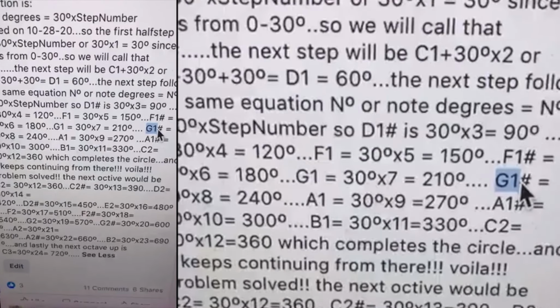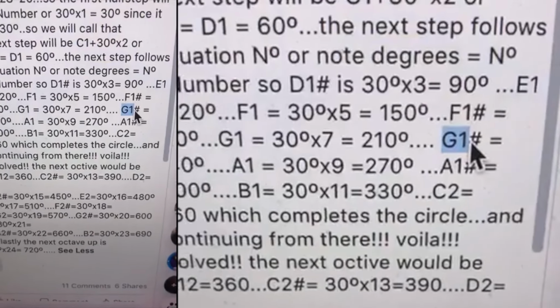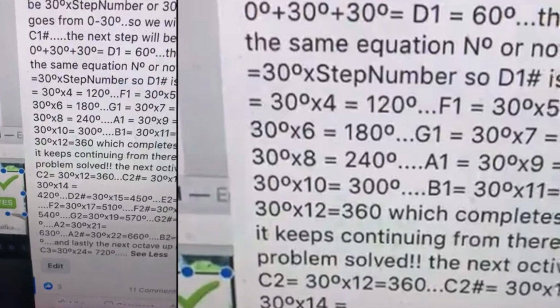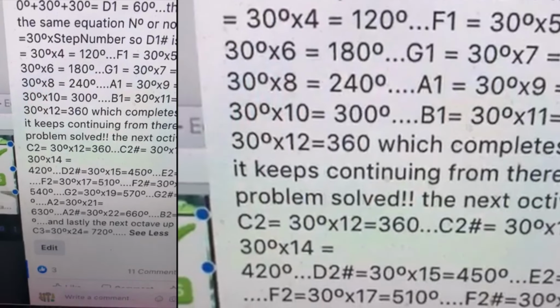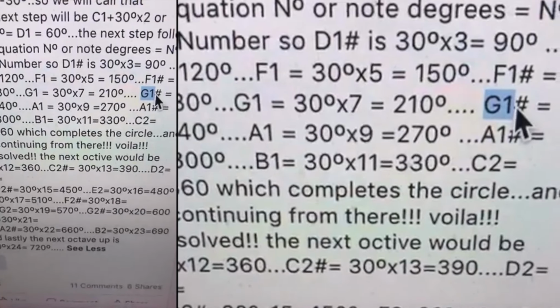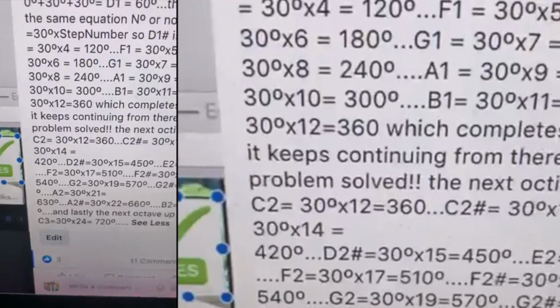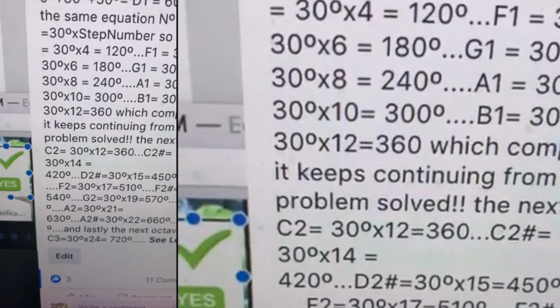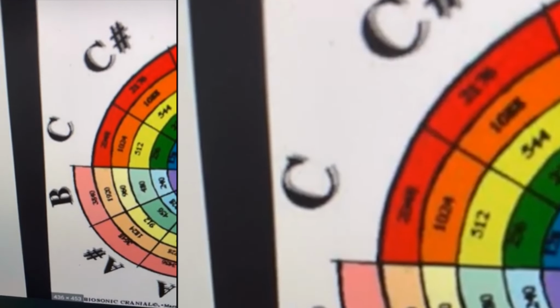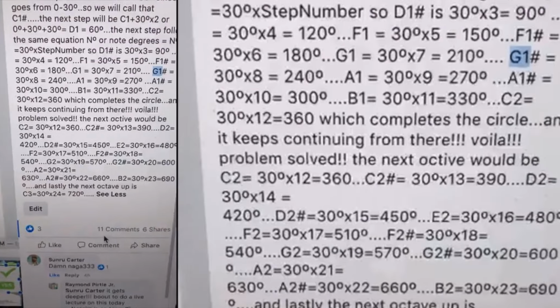All right, so let's go back to 270. A1 equals 30 degrees times 9, that's 270. A1 sharp equals 30 degrees times 10, that equals 300 degrees. B1 is 30 degrees times 11, and that equals 330 degrees. C2 comes a full circle, and that's 30 degrees times 12, which equals 360. So we return back to C. Now for the next octave. So that's 360.